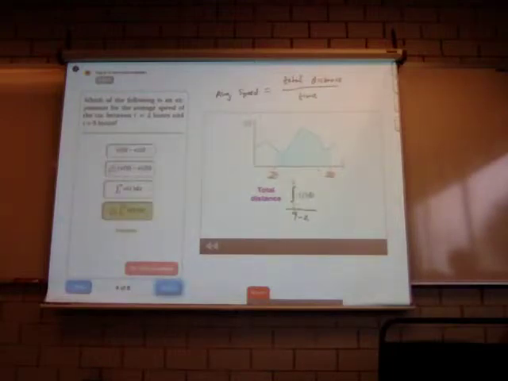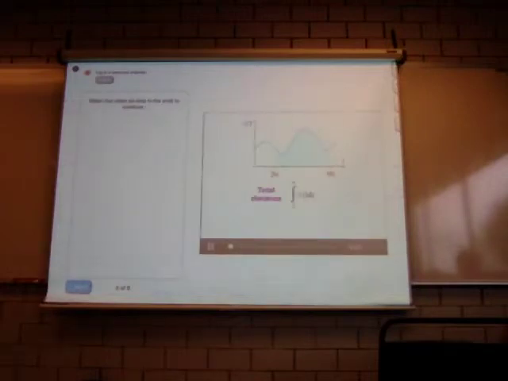La B, así es. Precisely. The average speed is the total distance divided by the time it took to travel that distance, which was 9 minus 2, or 7, hours. Let's move the denominator out front.